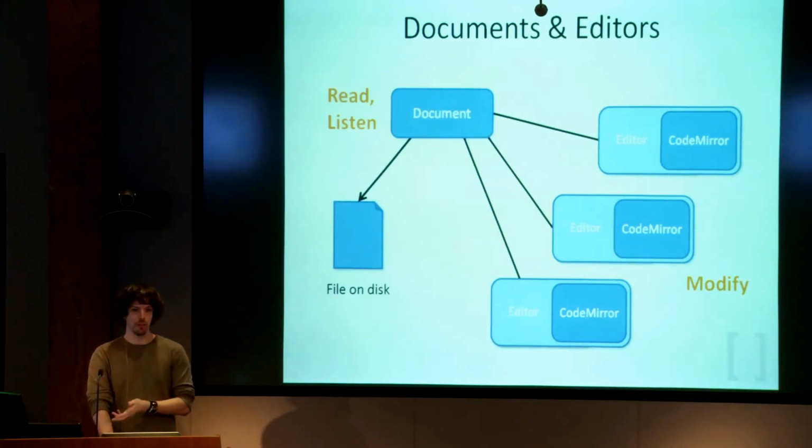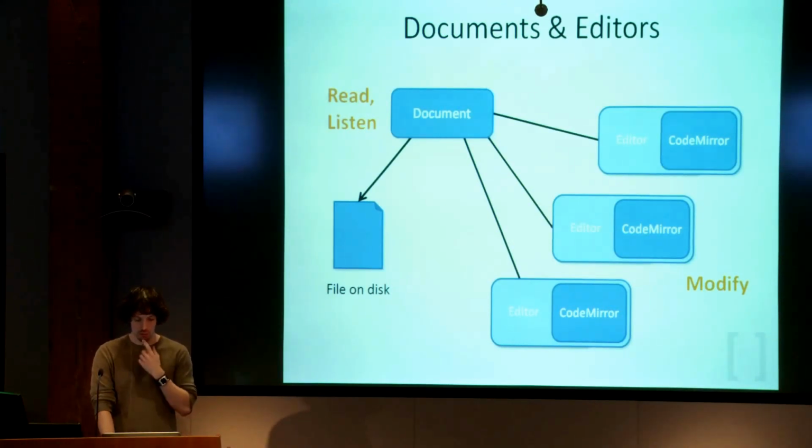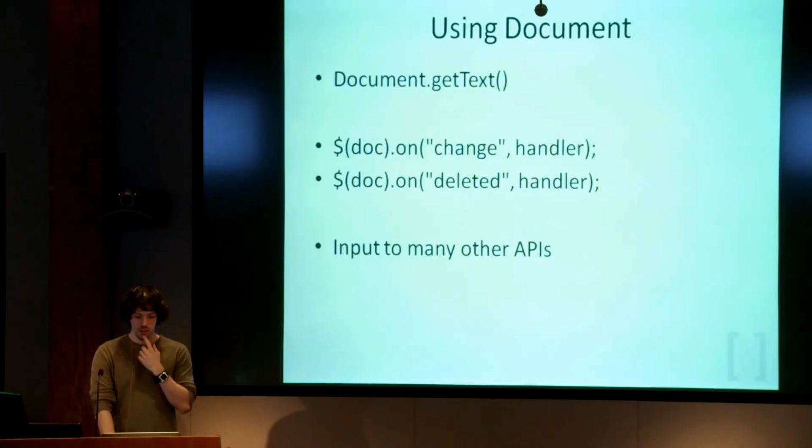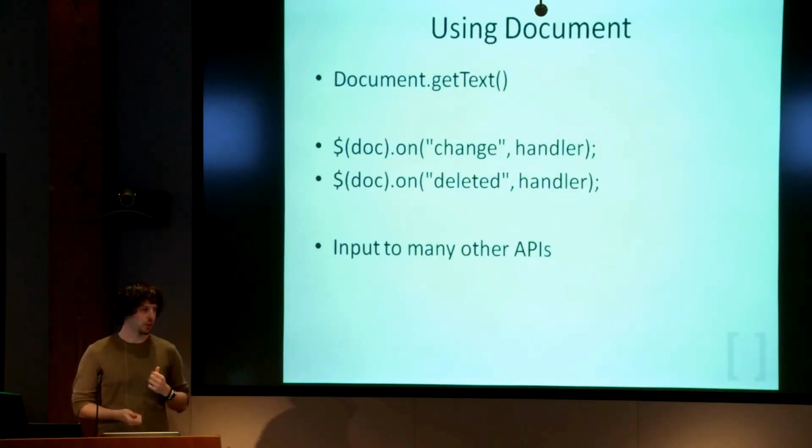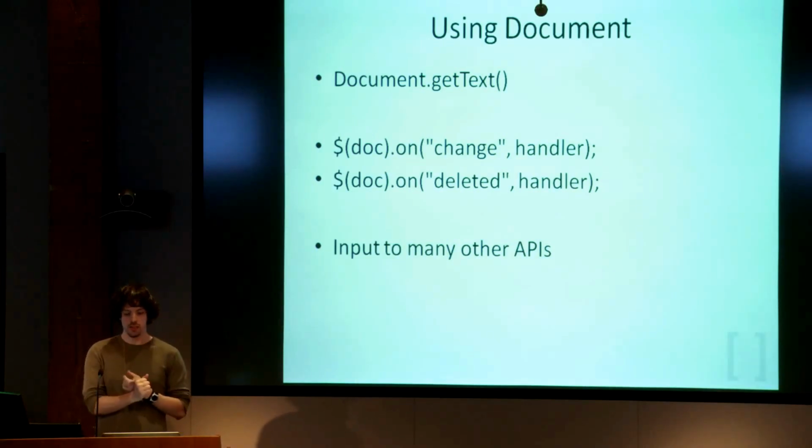If you want to actually modify, mutate the text, typically right now in the Brackets code, you'd actually go get a specific editor and go through the editor to modify the text. And I'll show that in a little more detail in just a second. So usage of document. Here are a couple key things that you can do with the document. You can get the text, as I mentioned. You can listen for the document changing or the file on disk being deleted.